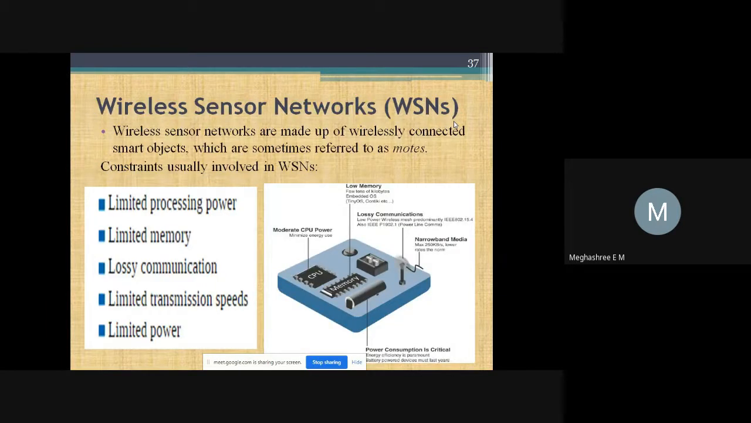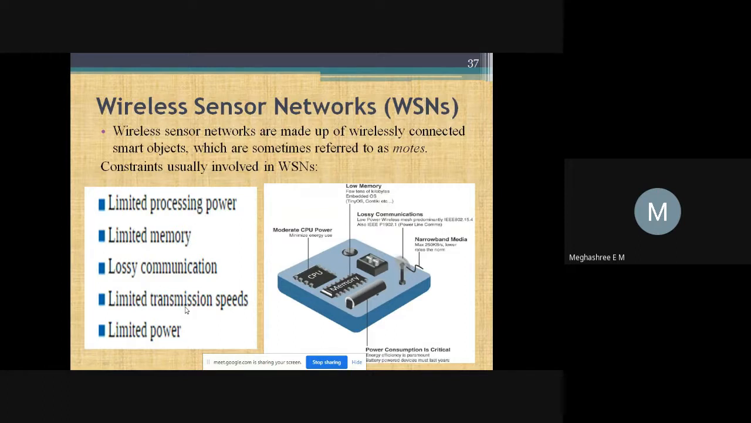The last part is wireless sensor networks. So what is a wireless sensor network? It is made up of wirelessly connected smart objects, which are also called nodes. These smart objects are connected wirelessly, and we call them nodes. This has limitations because of a few factors: limited processing power, limited memory, lossy communication, limited transmission speeds, and limited power.